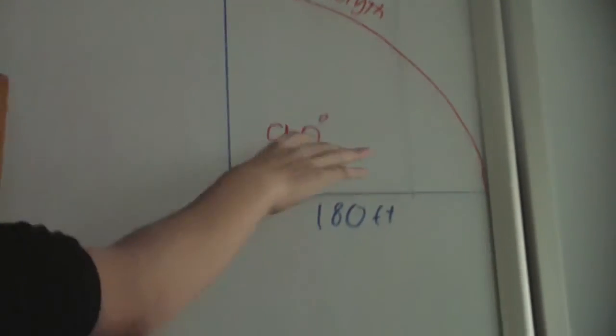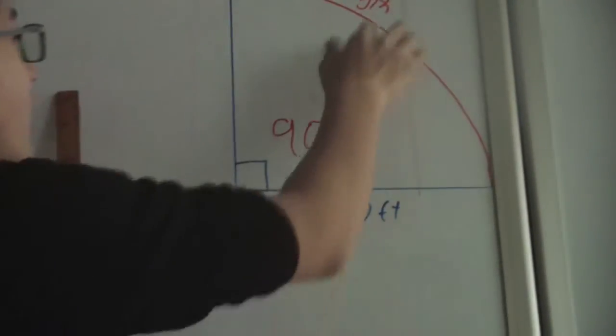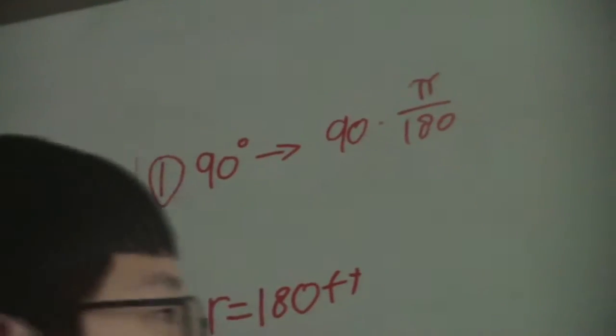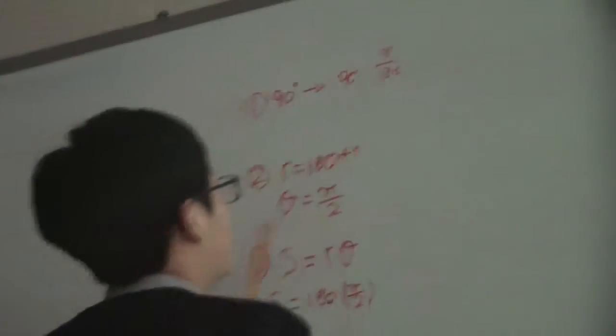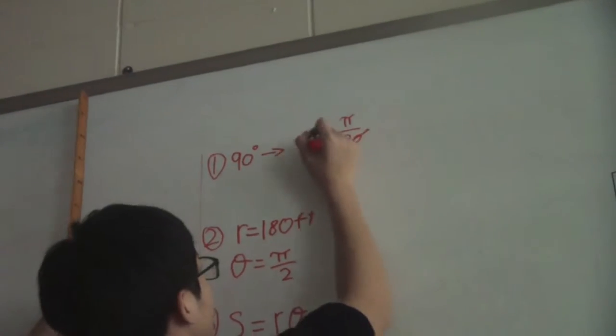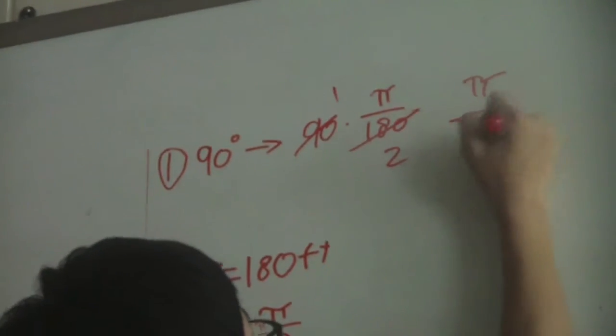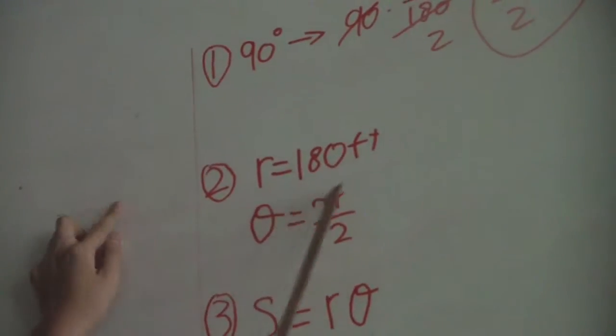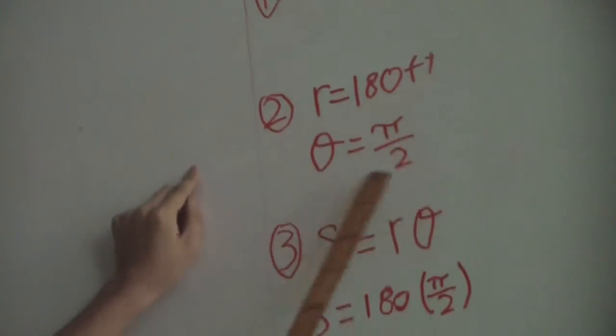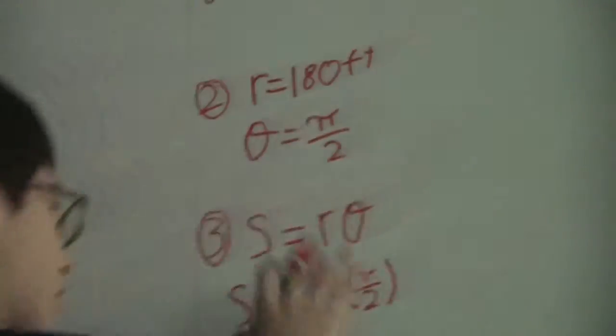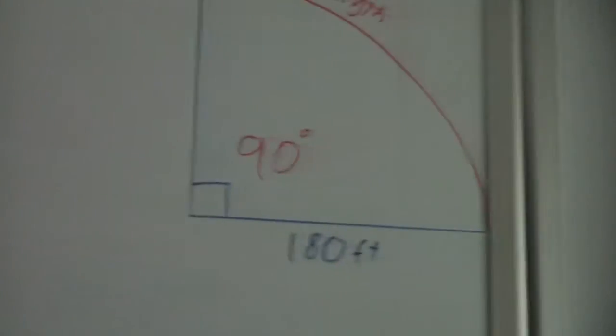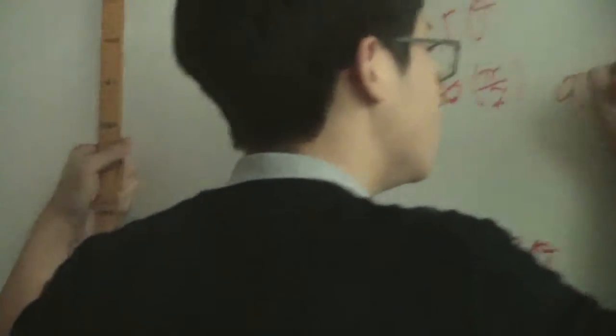In this example, the angle is 90 degrees, the radius is 180 feet, and we have to get the arc length. First, we have to find the theta, and the theta has to be in radians. So 90 times pi divided by 180, which is pi divided by 2. Now we have the radius, 180 feet, and the theta, pi divided by 2. Because we're getting the arc length, we plug it in: 180 times pi divided by 2. If you do that, it's 90 pi.